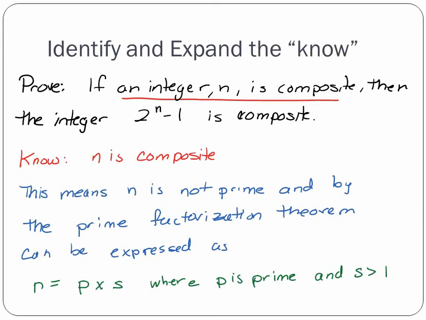So the "know" is that n is composite. That means n is not prime. And what do I know about composite numbers? The only thing I know is that I can expand it into prime numbers. And I didn't do the full expansion like p1 times p2 times and so forth, as they have in the book. I just pulled out and said I'd be able to factor out one prime.